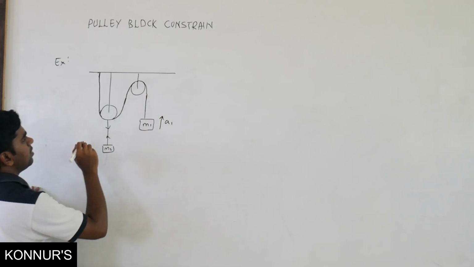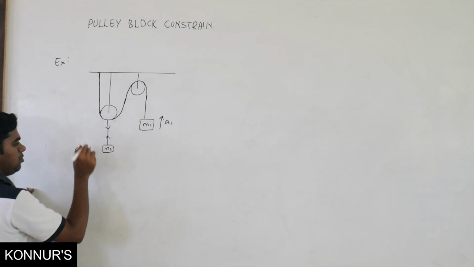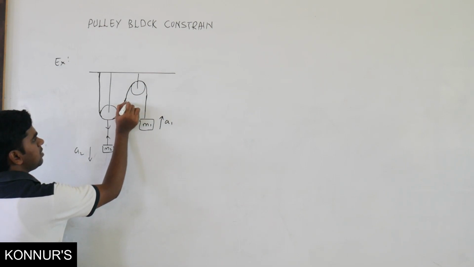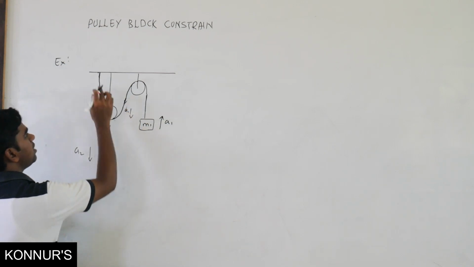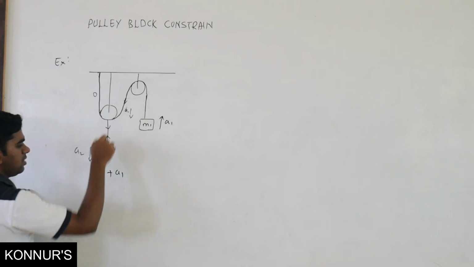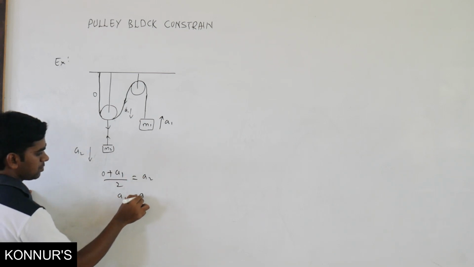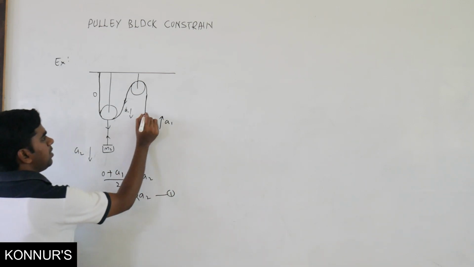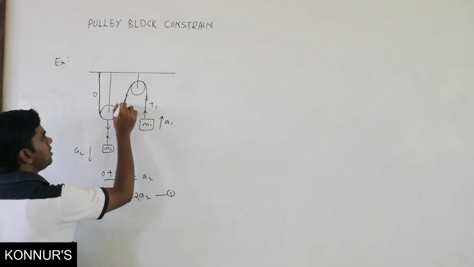So here, first you apply your pulley method. Suppose this pulley is moving with acceleration A2. If here it is A1, here also it is A1 only, again in the downward direction. Here it is connected, so the acceleration is 0. So (0 plus A1)/2 equals A2, also in the downward direction. So what you got is A1 equals 2A2. This is one equation you got. Now you identify the tension. Here the tension is T1. If it is T1, here also it is T1.